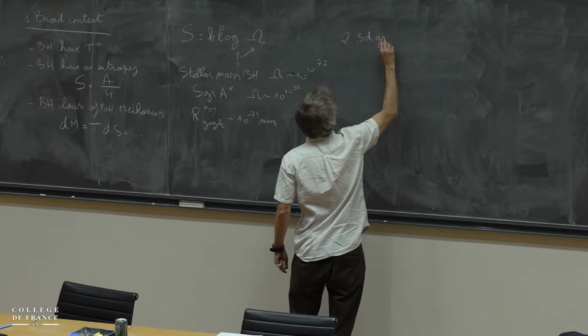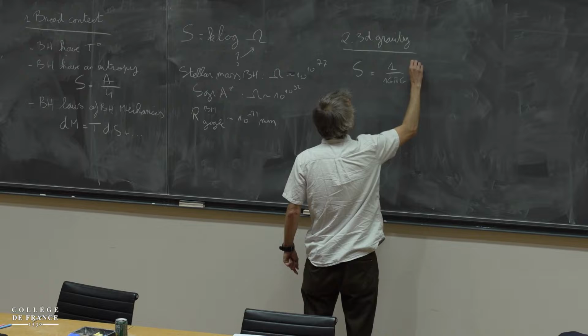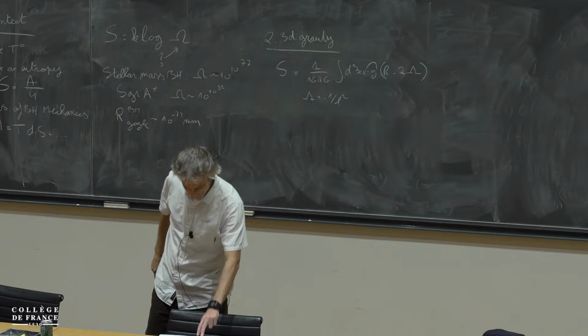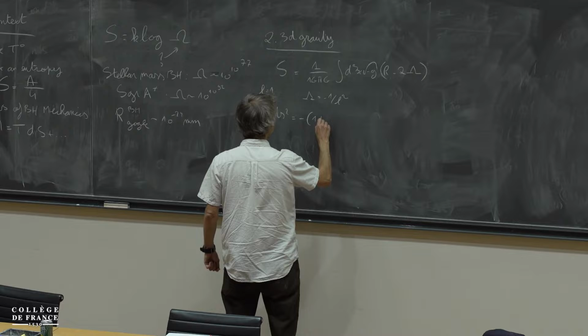So let me review 3D gravity. Three-dimensional gravity, Einstein-Hilbert gravity, is just given by the following action. And we'll focus on a negative cosmological constant here. And as Marc mentioned, the vacuum state of AdS3 gravity is given by the AdS3 metric. So most of the time, I will just set L equal to 1, but sometimes I will reinstate it. So we have the AdS3 metric.